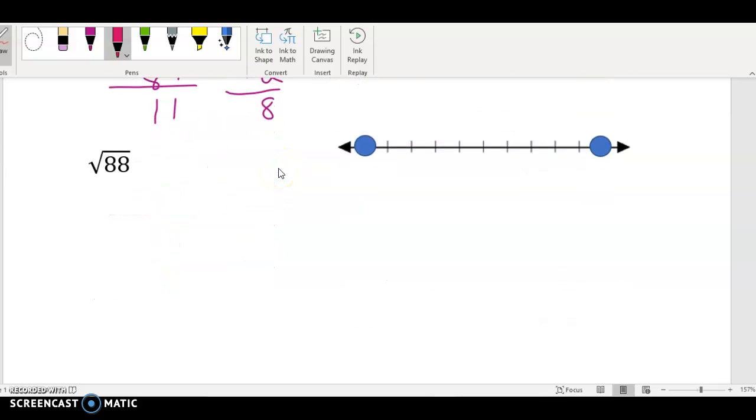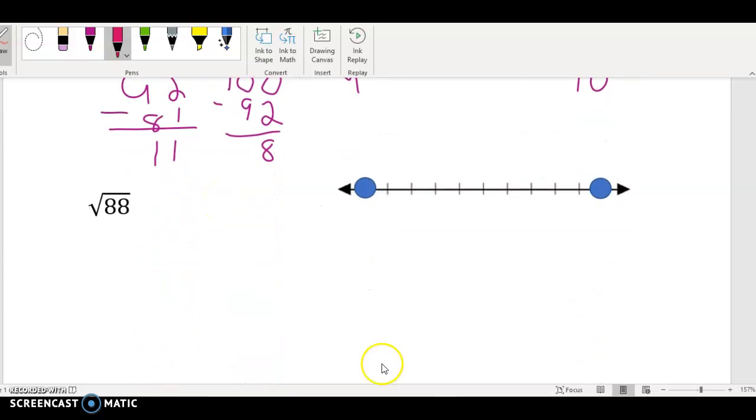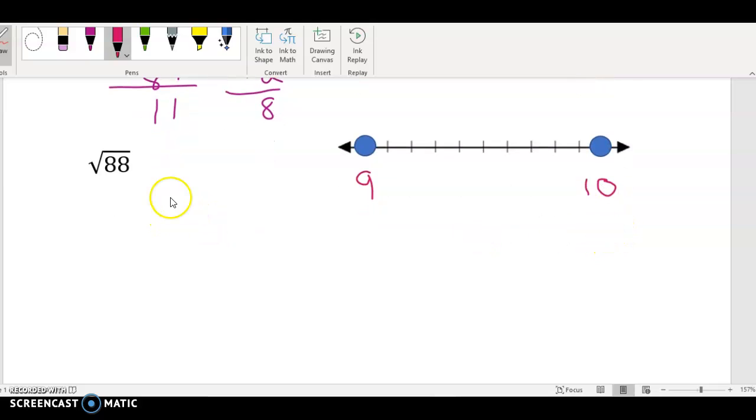All right, so the square root of 88. Let's see again on the left-hand side, what numbers is this going to go in between? It looks like the same two numbers, 9 and 10. So we're going to have 9 over here and 10 over here again. Now let's figure out which one it's closer to. We're going to calculate which number on the number line it's going to be closer to.